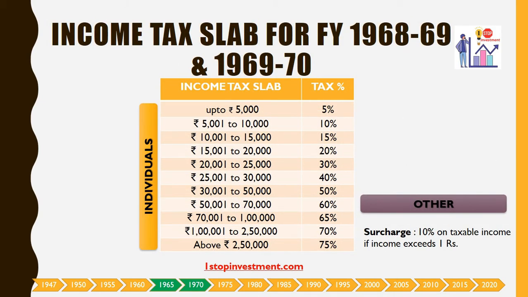For the financial years 1968 up to 1970, the surcharge tax was reduced and more tax slabs were introduced. For a total income of 25,000 rupees, a person had to pay 18% as tax, which is 4,400 rupees.